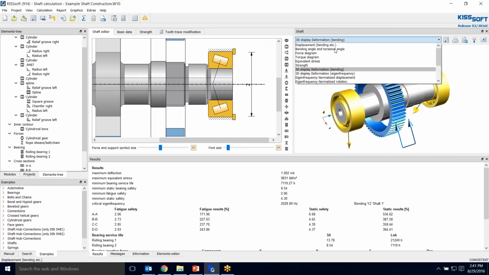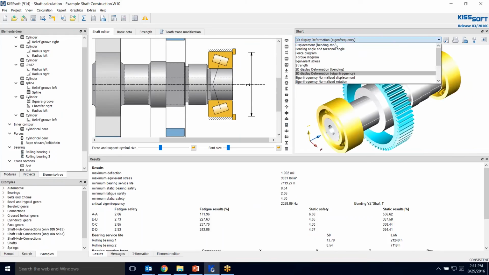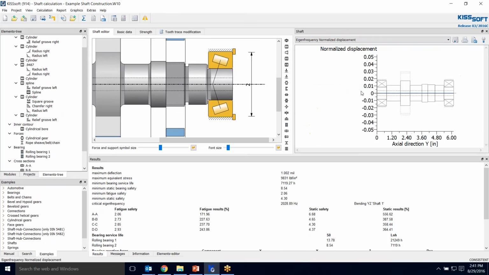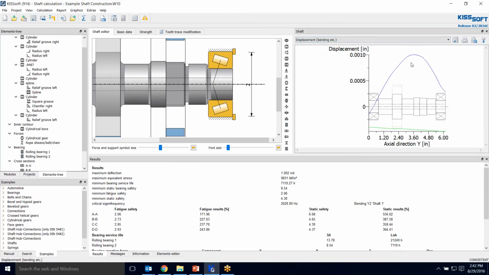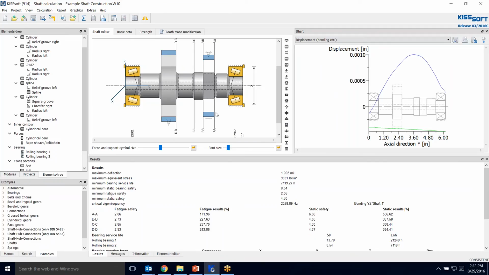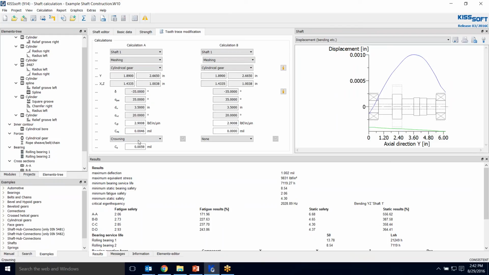Okay. You can look at the eigenfrequencies, which, because it's so high, it's next to nothing. The normalized displacement, it's next to nothing, again. The displacement is a real good indicator of how your application is going to respond. So the next thing we would do is we'd go into calculation and turn on our tooth trace modifications. And we have done that already. And now I'm going to run this calculation.